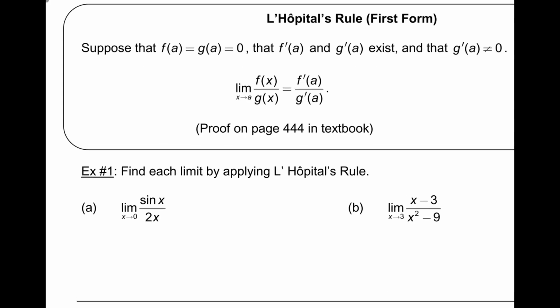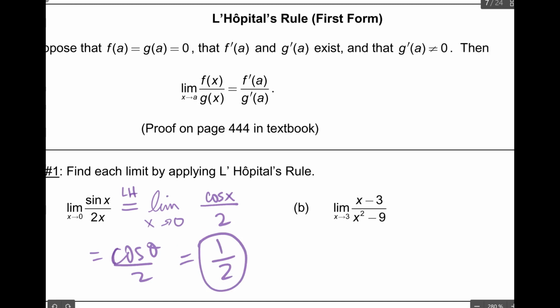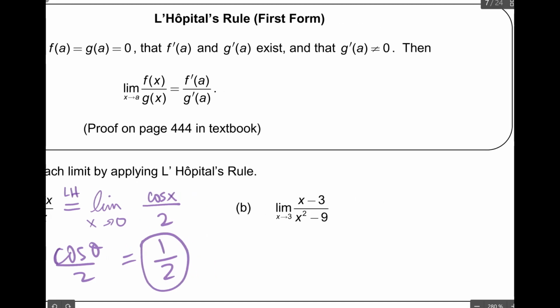So we can do example 1. If I apply L'Hopital, I have the limit as x approaches 0. The derivative of sine x is just cosine x, and the derivative of 2x is just 2. So as I approach 0, this is going to be equal to cosine of 0 over 2. Well, that's just equal to 1 over 2. Just a half.